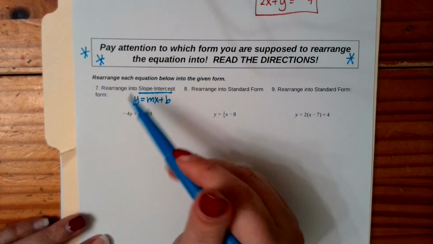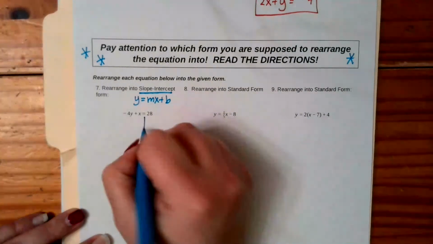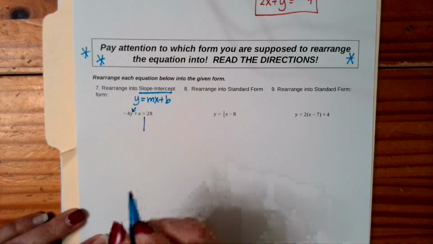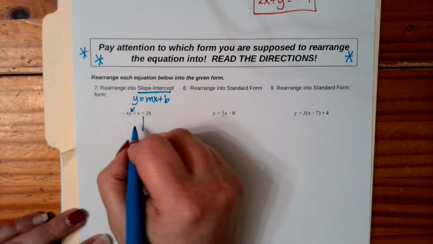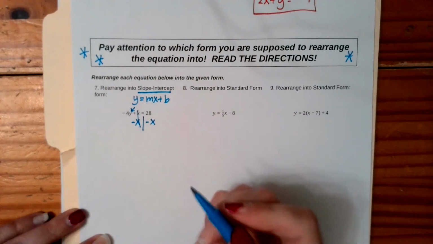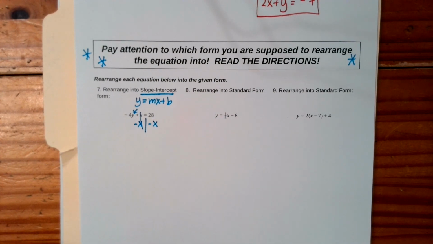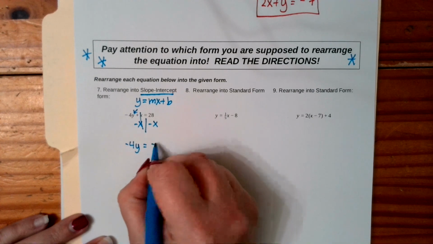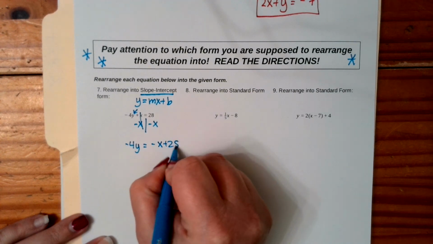So take a look at question 7. We're going to do this one together. So it says negative 4y plus x equals 28. Here's my y that I need to get by itself. I'm going to start by subtracting x from both sides. So I get negative 4y equals negative x plus 28.